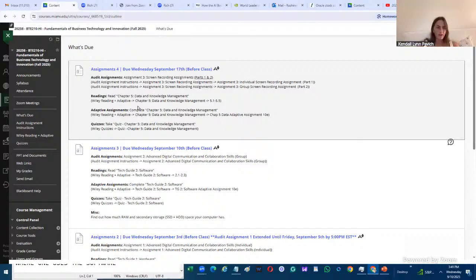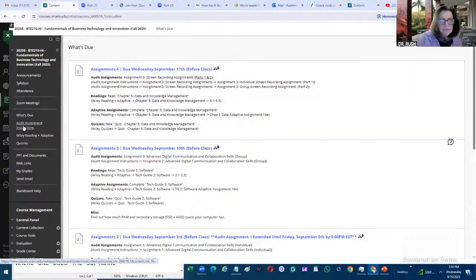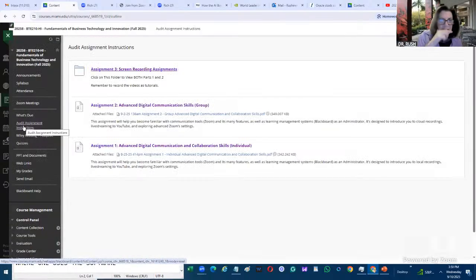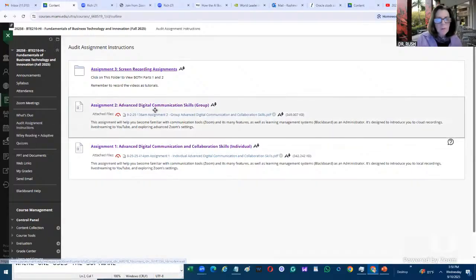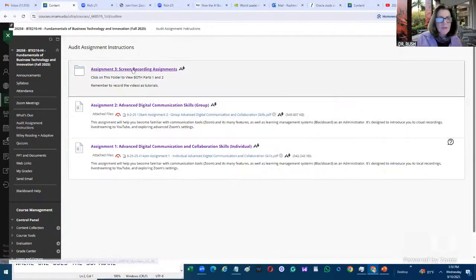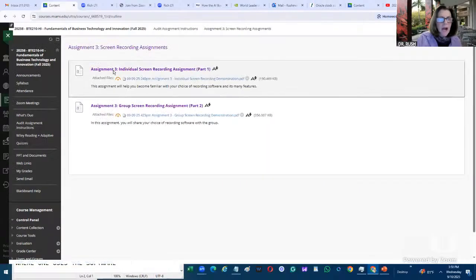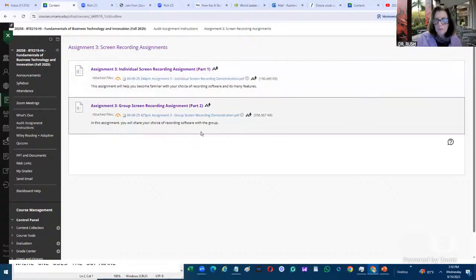Under the audit assignment instructions on the side. Perfect. Now we know it. Everything is easy when we know it. And we know that we have, in this case, the assignment, which is what? In a folder. If I go to the left here, I can see I have two parts. I have part 1 and part 2.